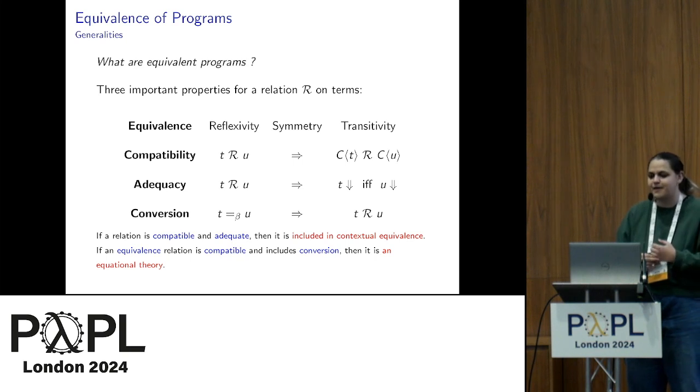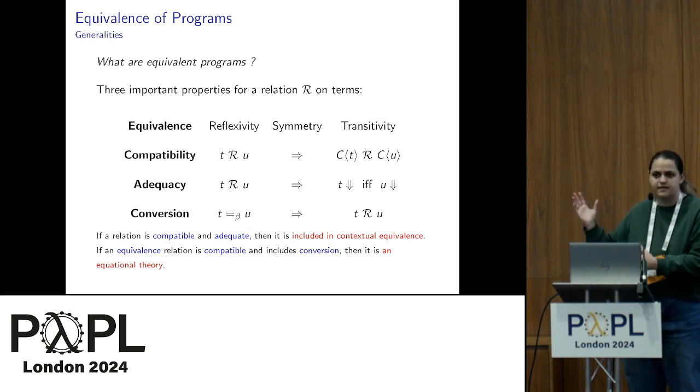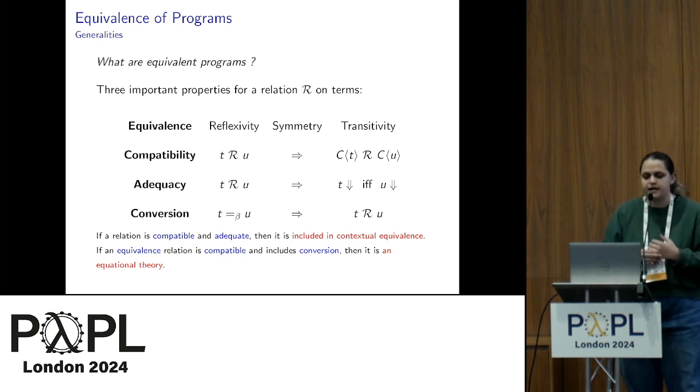It should be compatible, that is, it's stable under any context, by closure on context. There is this notion of adequacy, that is, if T is in relation with U, then T terminates if and only if U terminates. So that depends on the dialect that you use, on the notion of reduction that you use. And the last one is that it should include conversion. So if two terms are convertible, they should be related by the program equivalence.